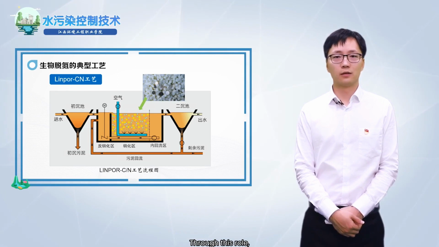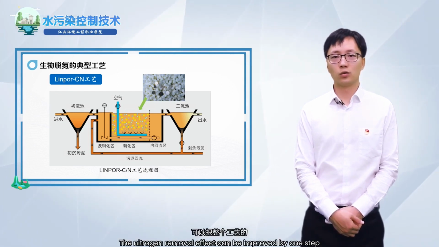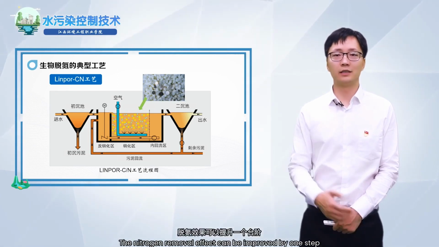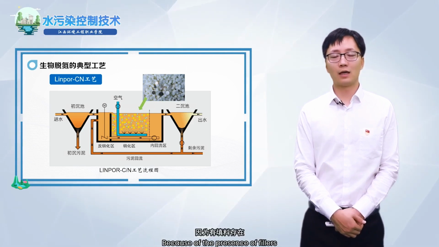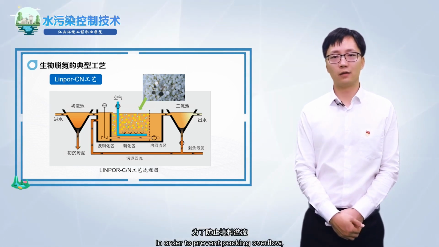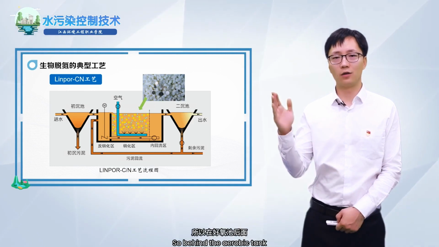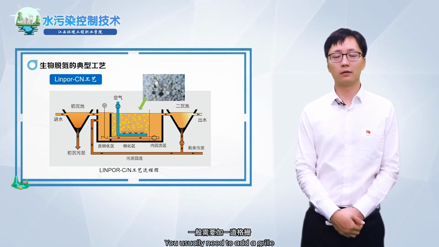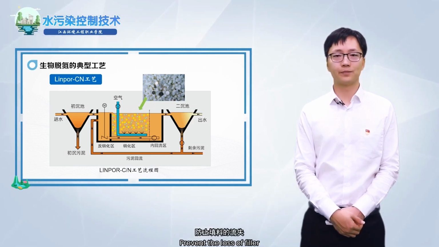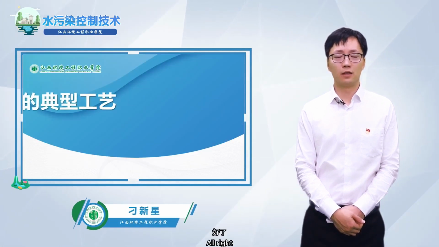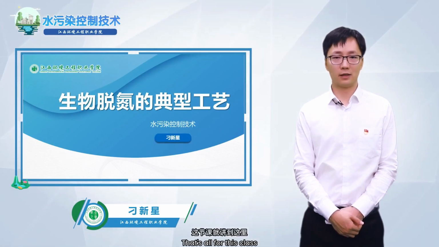Through this role, the nitrogen removal effect of the whole process can be improved one step further because of the presence of fillers. In order to prevent packing overflow, behind the aerobic tank you usually need to add a grill to prevent the loss of filler. Alright, that's all for this class. Thank you all.